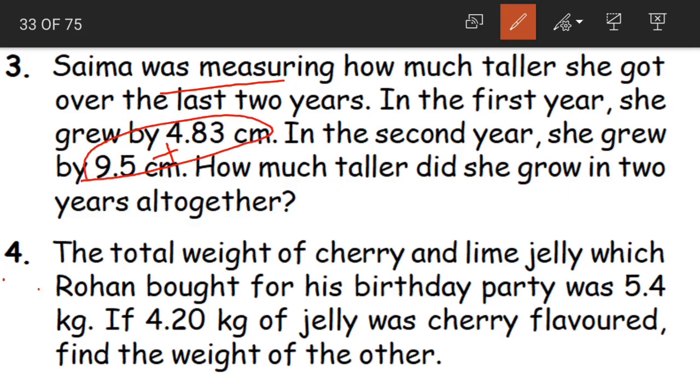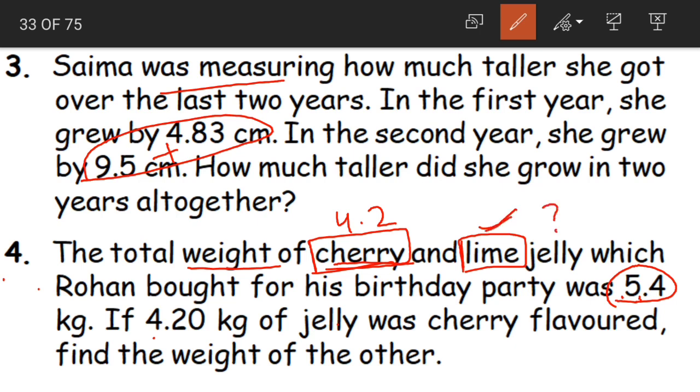Coming to question 4. The total weight of cherry and lime jelly which Rohan bought for his birthday party was 5.4 kgs. If 4.20 kgs of jelly was cherry flavored, find the weight of the other. Now this 5.4 kg consists of both cherry and lime jelly. From this 5.4, we know that 4.2 kgs was cherry flavored. Now what is the weight of the other? That is, what is the weight of lime jelly? We need to subtract these two.